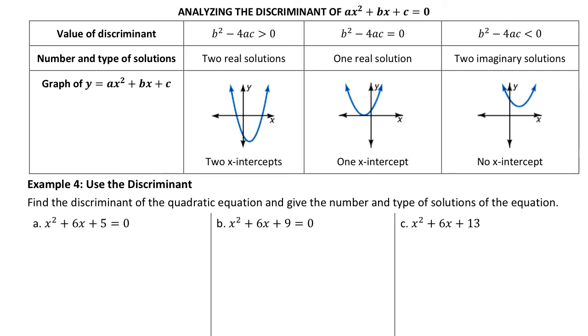But if the inside of the square root is greater than 0, that means we have 2 real solutions, meaning the graph hits the x-axis at 2 points. If the inside of our square root is 0, if the discriminant is 0, that means our graph hits the x-axis at 1 point, meaning it has 1 real solution, singular. And then the final one, if our discriminant's less than 0, meaning it's negative, that means it has no real solutions, but it still has those 2 imaginary solutions.